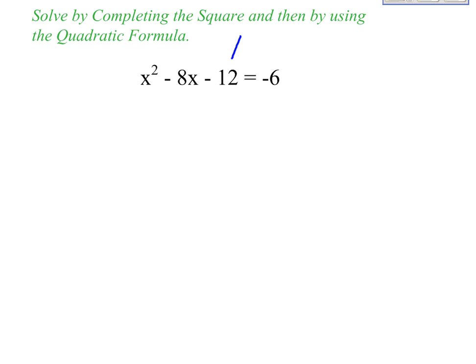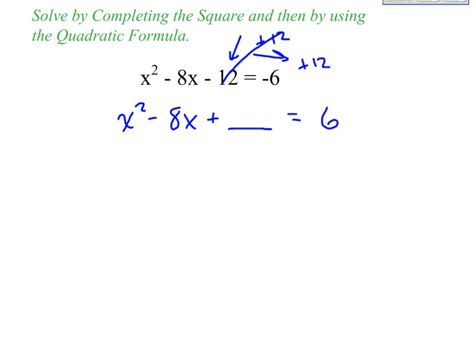We're going to clear out the negative 12, bring it over to the other side. Kind of put a placeholder there. I'm going to add 12 to both sides. I'm going to get 6 on the right side. And then I'm going to add something to the left side, so I need to add the same thing to the right side, or decide what I want to complete the square with.